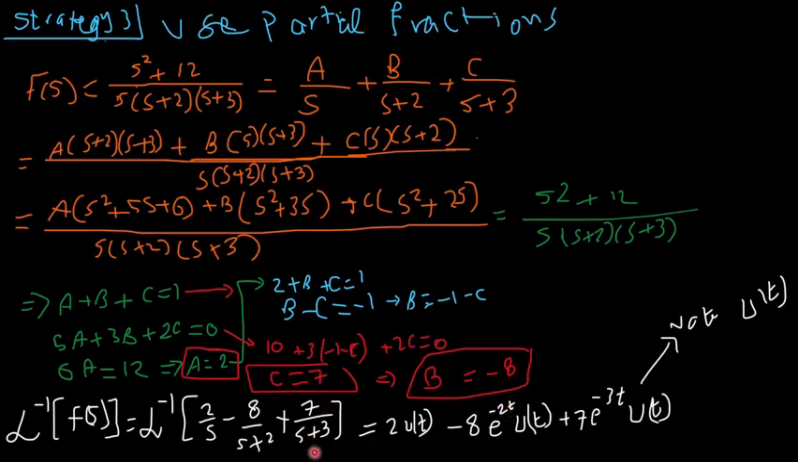Finally, 7 over s plus 3. This is in the time domain defined as 7 e^(-3t) u(t). We can replace the u(t)'s with 1. So the result will be 2 minus 8 e^(-2t) plus 7 e^(-3t).